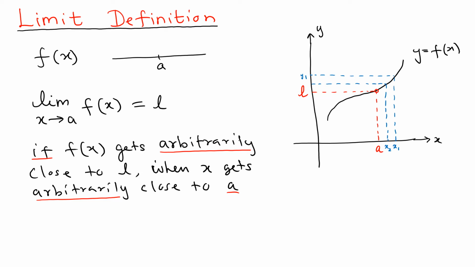Those are the values larger than L. What about the values which are smaller? For example, we can find a value below L, this value, and map the corresponding x3 value to the y3 value. This guarantees that if you stay close to a on the x-axis, the y value stays close to L.